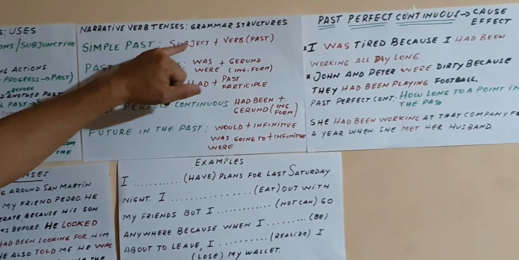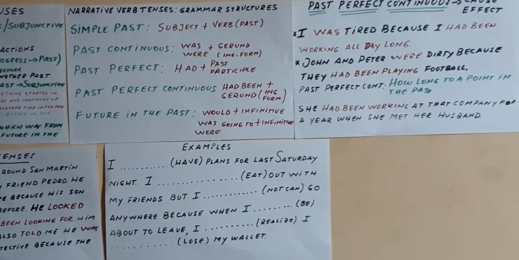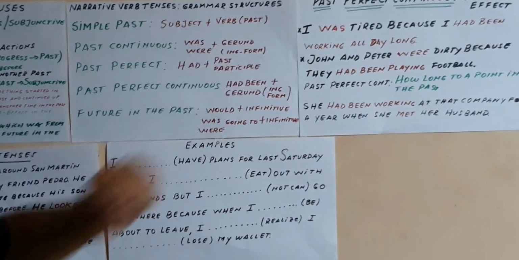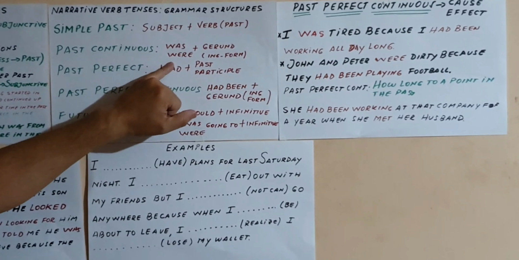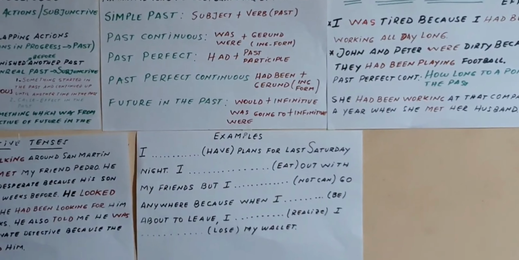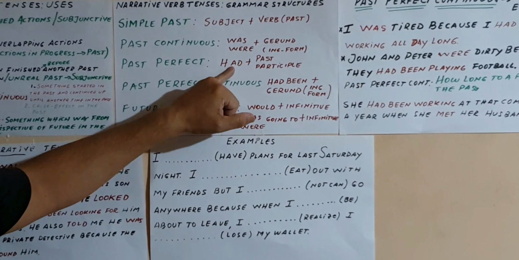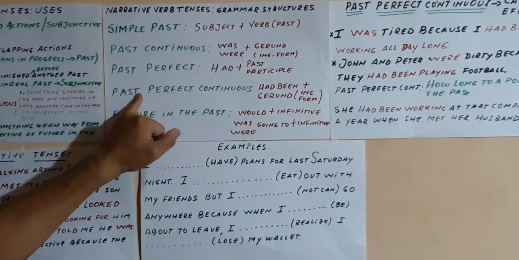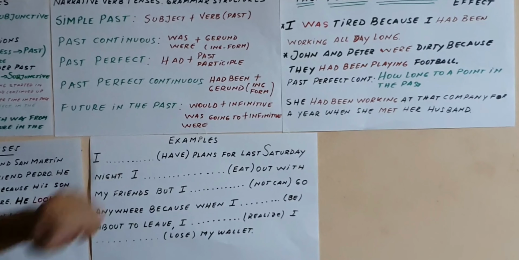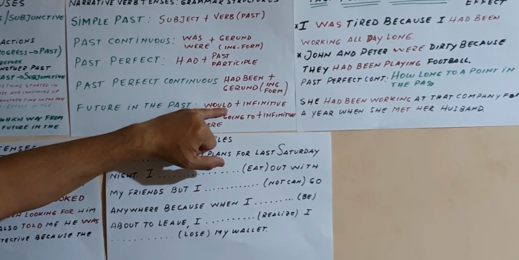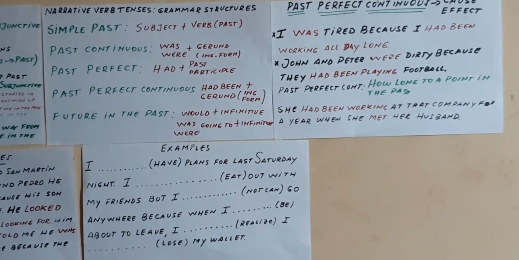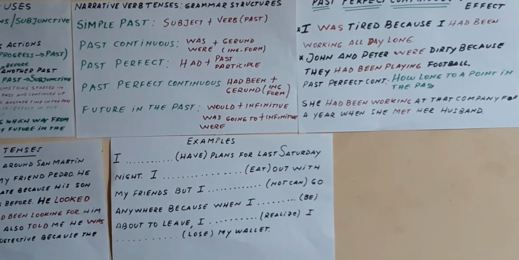Now, let's deal with the grammar structures of the different verb tenses. Simple past, remember, is subject plus the verb in the past. The past continuous is was or were plus the gerund, that is to say the ing form. Past perfect is had plus the past participle, and past perfect continuous is had been plus the gerund, that is to say the ing form. For the future in the past, we can use would plus infinitive, or was or were going to plus infinitive. These are the narrative verb tenses.